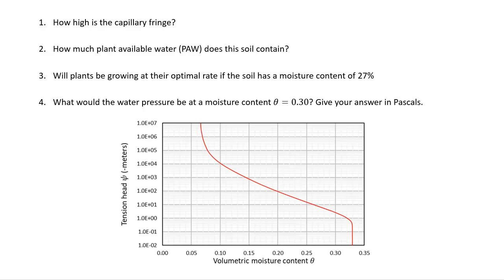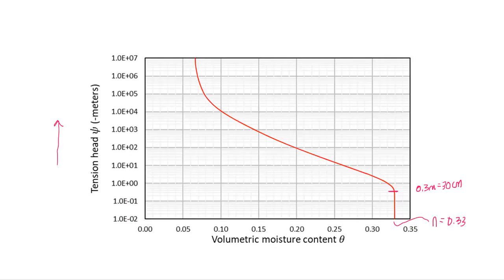Next question, how much plant available water does the soil contain? So plant available water represents the water between the moisture contents of field capacity and the permanent wilting point. So field capacity can be found as the moisture content corresponding to a matrix suction or a tension head of -1 meter. So that's right over here. So what I'm going to do is look on my curve for the moisture content corresponding to a suction of 1 meter. And there it is right there.